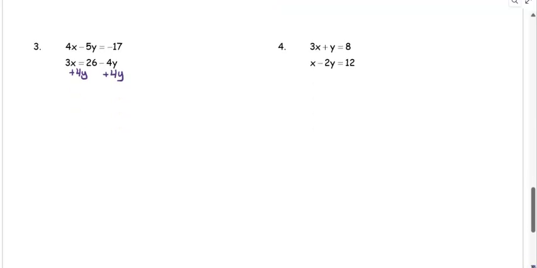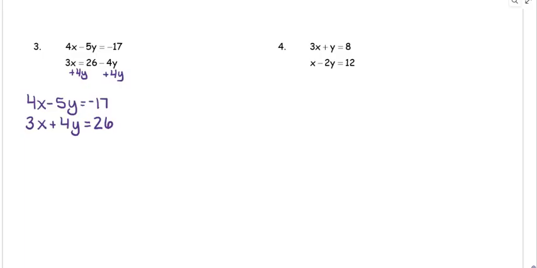I'm going to rewrite the first equation. That is 4x minus 5y is equal to -17. And then my second equation, 3x plus 4y is equal to 26. I need opposite coefficients. Same number, different sign. I don't have that on the x's. I don't have that on the y's. And as I look here, I can't easily turn a 3 into a 4 or a 4 into a 5, which means I'm going to have to go ahead and multiply both equations by something.